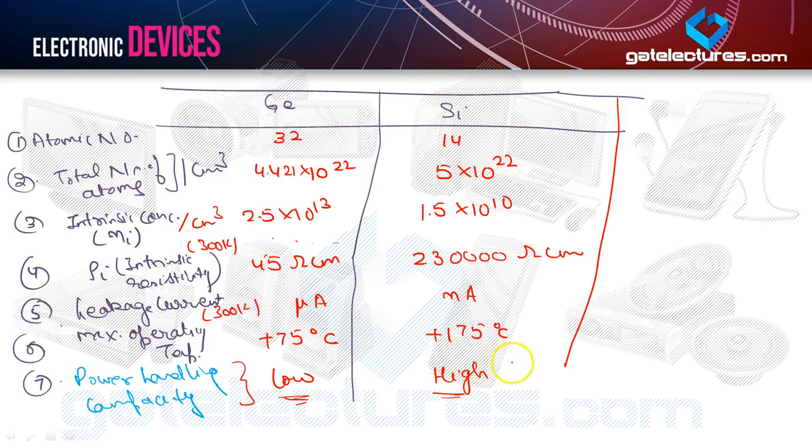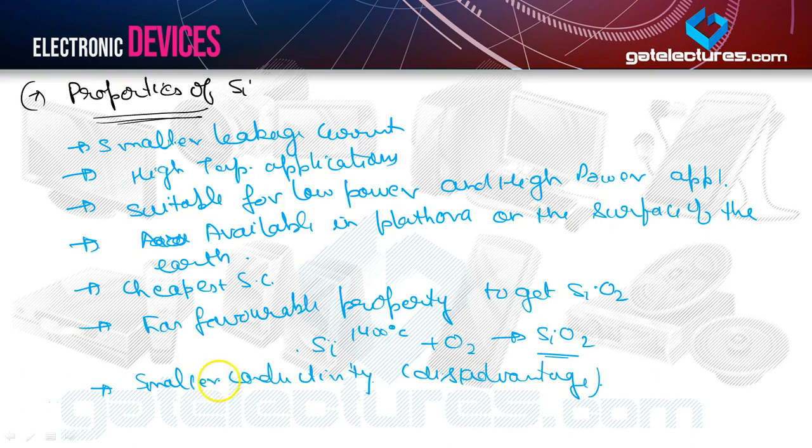These are some properties that we have already gone through. So silicon has smaller conductivity. This is important, note it down. This is the main disadvantage of silicon over germanium, because we know that the mobility of charge carriers in germanium is greater than the mobility of charge carriers in silicon.